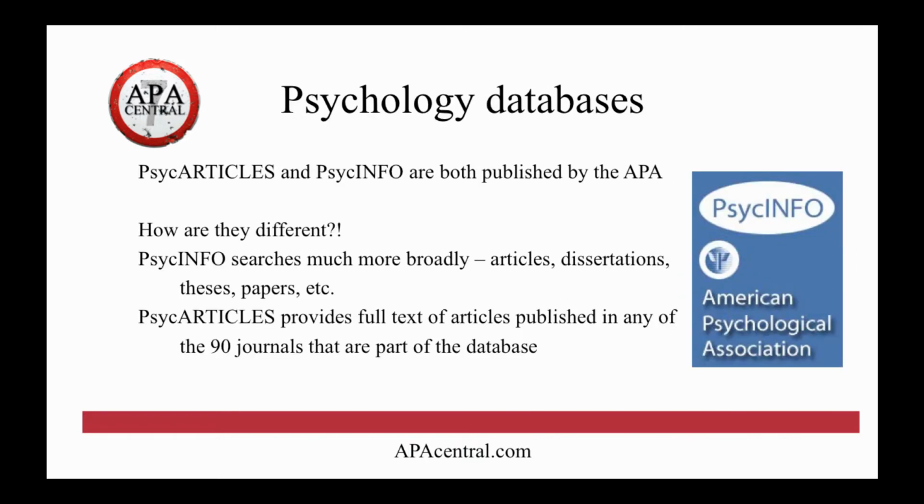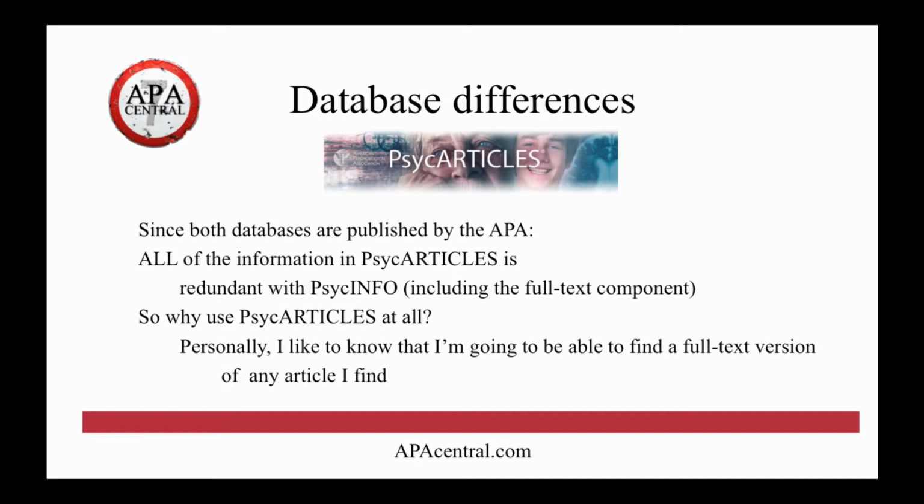The psychology databases are things like PsycARTICLES and PsycINFO, and they're both published by the APA, or American Psychological Association. So how are they different? Well, PsycINFO searches much more broadly, so articles, dissertations, theses, papers, etc., whereas PsycARTICLES provides full text of articles published in any of the 90 journals essentially published by the American Psychological Association. Now, PsycINFO also has those articles, but it's broader.